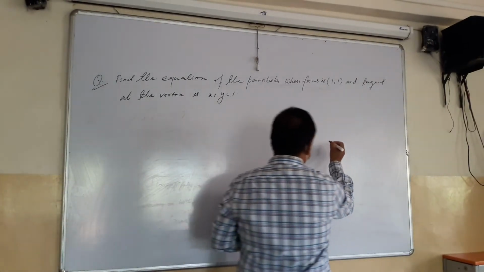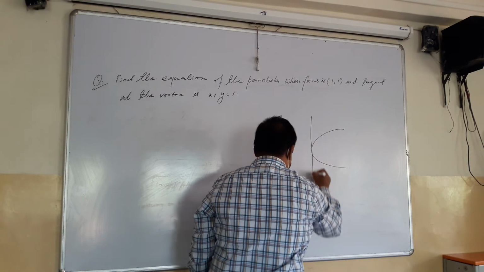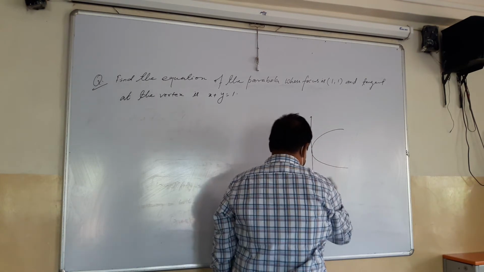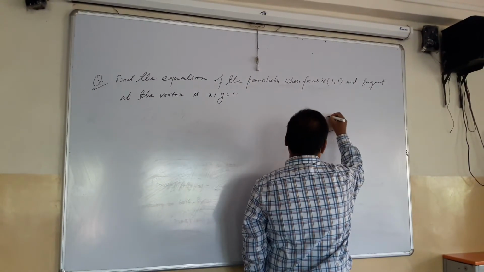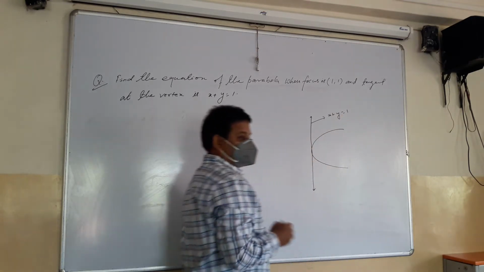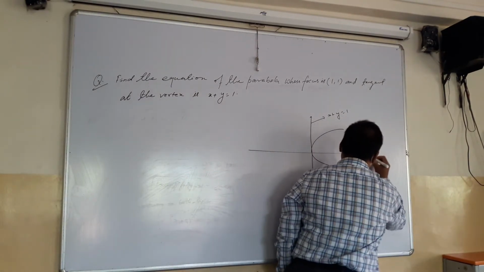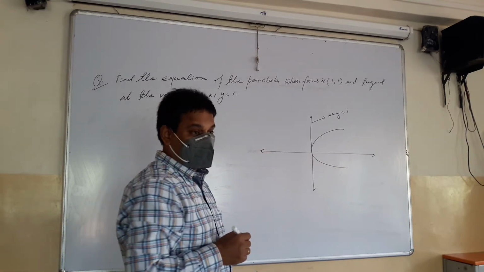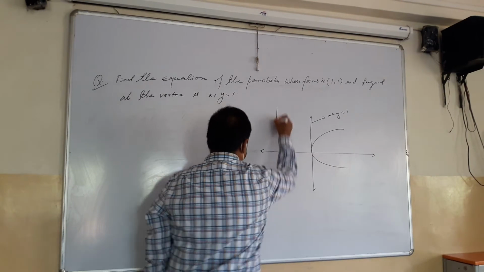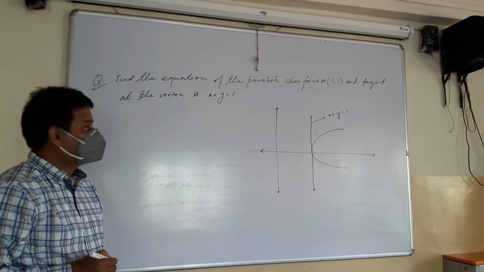Suppose this is the parabola. This is a parabola, and this is the tangent. This is a tangent line, and the tangent line is x plus y equal to 1. And this is the axis of the parabola. And this is the directrix.